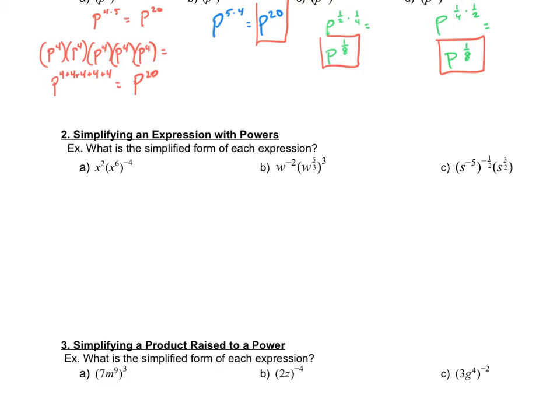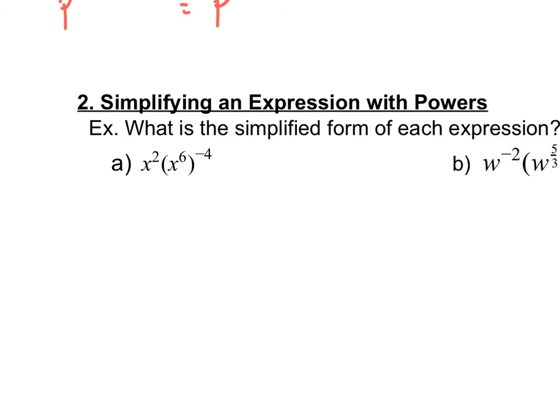Okay, so here we have x squared times x to the 6th raised to the -4th power. We know that this 2 goes to the x, this 6 goes to this x, and this -4 goes to everything within the parentheses. So we could rewrite that as x squared times x to the 6th raised to the -4. That means I'm going to multiply those exponents.